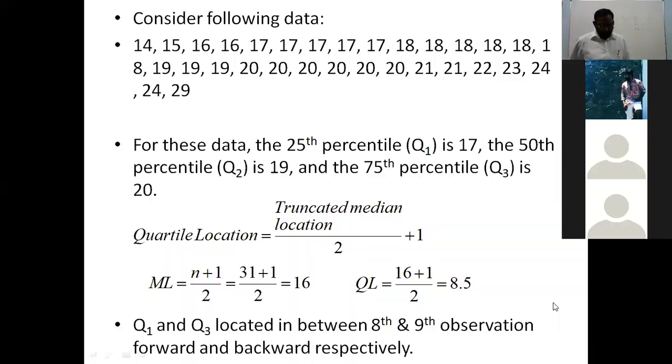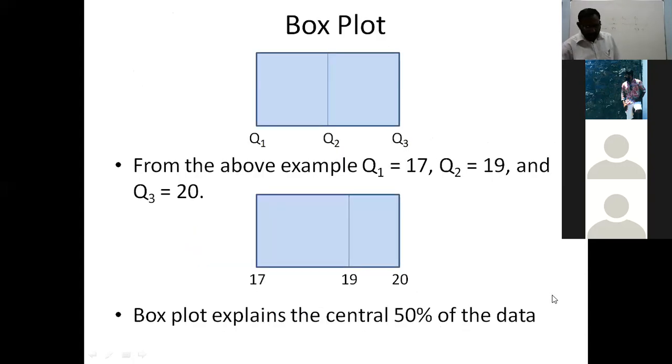So Q1, Q3 we can find out backward and forward. Now this is called a box plot. Box plot. That is one of the ways to explain the data. Can you remember when we discussed data display today? One of the techniques is box plot.